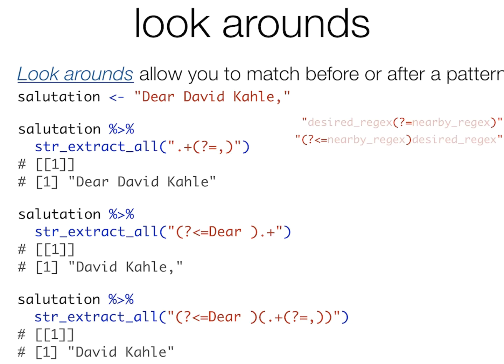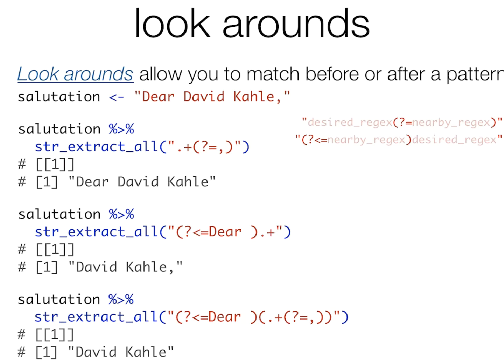Of course, in practice, we'd probably want to do both of those together. Like if we want to pull out the name, it's going to have some salutation, Dear, or whatever, followed by a name, followed by a comma. So how would we just pull out that name, okay? And what we're going to do is we're going to use a combination of lookarounds, preceding and following, okay?